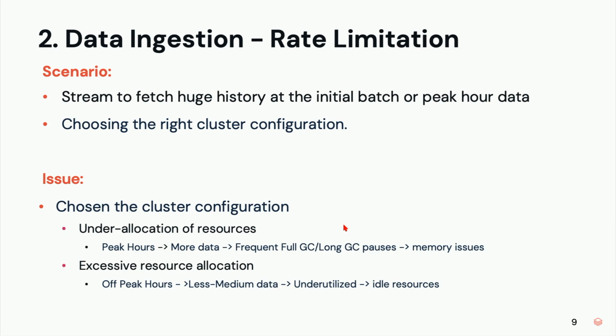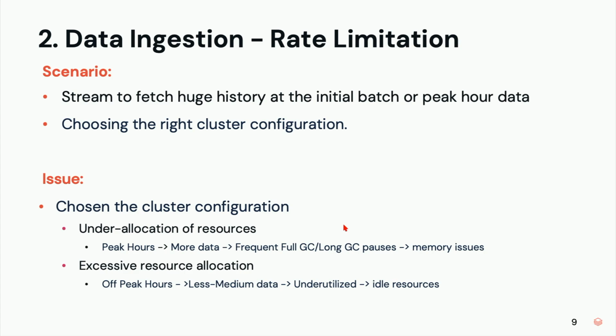Then let's say the user chooses an XYZ configuration. If that configuration allocates fewer resources with respect to the peak data, then the peak data contains more data that will be occupying more memory while processing. If more data is occupying the memory and garbage collection is not properly done, then it leads to long GC pauses, frequent full GCs, and finally it may lead to out of memory issues or memory issues. So this is one scenario.